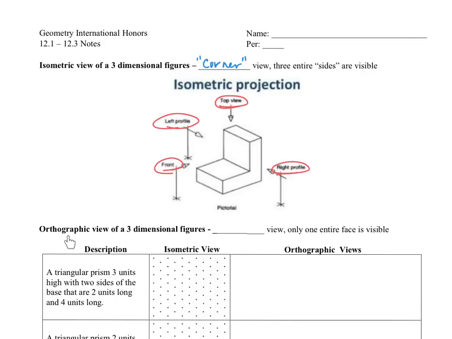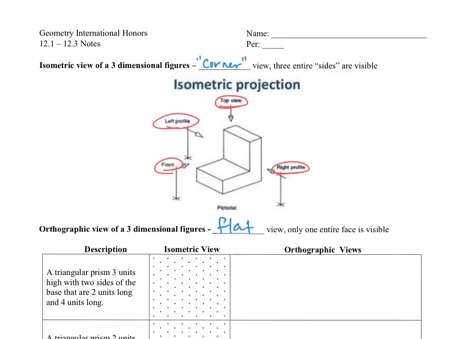Another type of view is what we call an orthographic view of a three-dimensional figure, and I like to call this just a flat view. Okay, that's where you can only see one entire face. So in other words, imagine if you were a bug or something, and if you walked around to the front of this object and you were looking at it square on, all you would see would be this L shape, okay? So when you just see one flat surface, that's what's called an orthographic view.